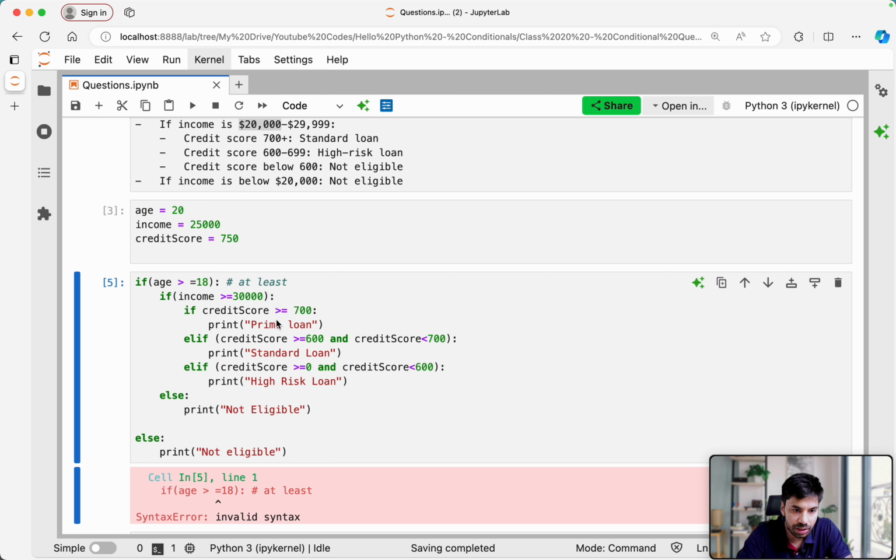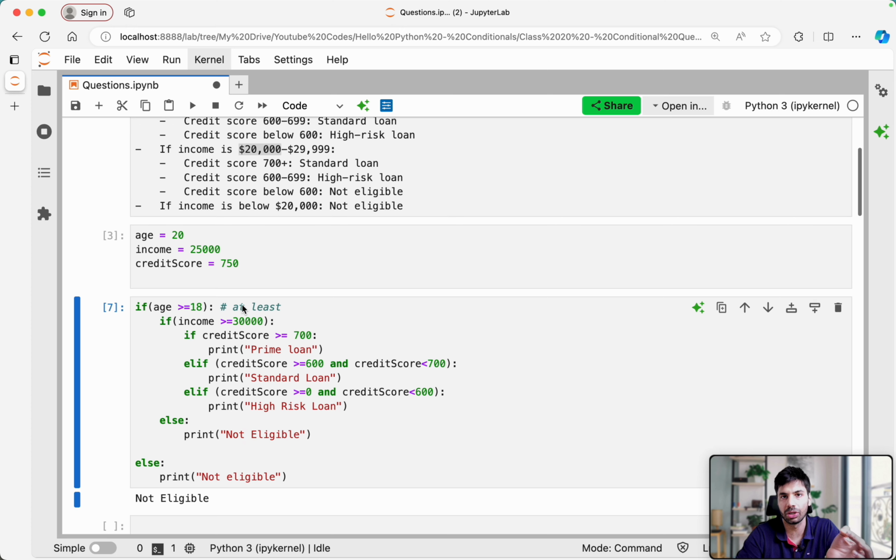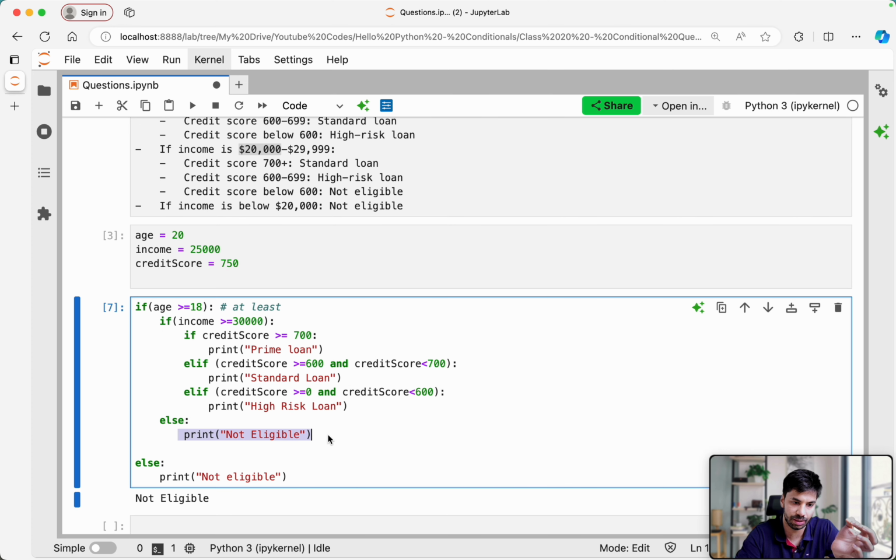It's showing invalid syntax, makes sense, it should be match. Yeah, cool. It is showing non-eligible. Reason: age is 20, makes sense. Okay, income greater than or equal to 30,000, no. So income is actually not that, right? That's why it is coming as non-eligible from here.